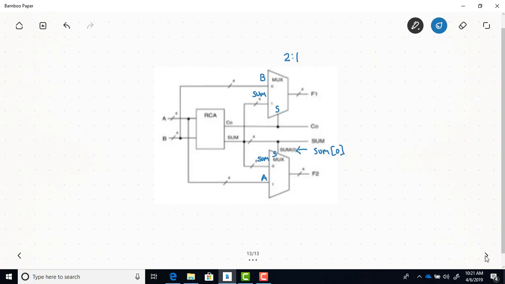So when that 0th bit is equal to a 0, the sum output is going to equal F2, and when that 0th bit of the sum output of the RCA is equal to a 1, then the A input gets outputted to F2. So like I said, in the Lab 3 design, you'll be using a 2-to-1 mux to choose from 2 options to get outputted. So the mux that's in your Lab 3 design is used in a similar fashion as these muxes in this example.